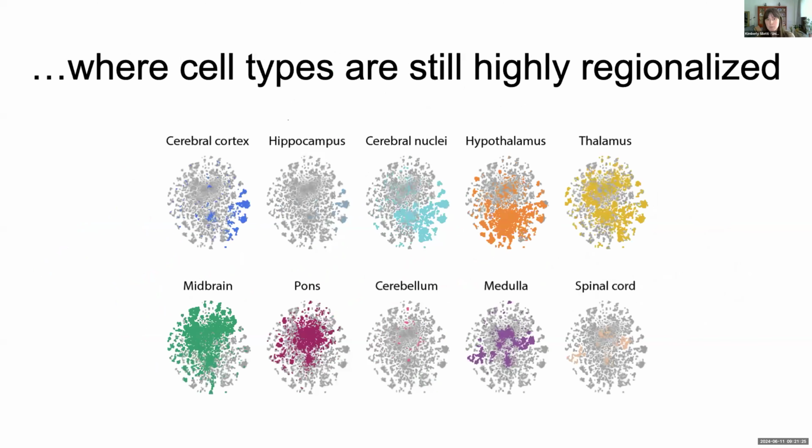I do just want to quickly point out that the cell types are still highly regionalized here. So if we take a look at this group of cells alone and plot their region of origin, we do see separations here on the t-SNE.